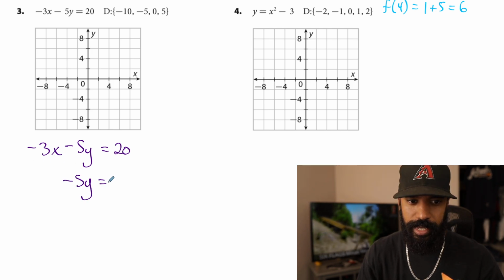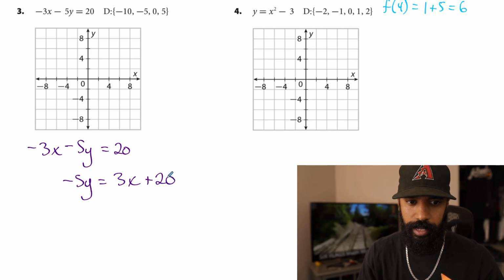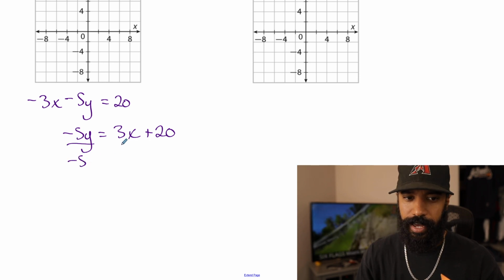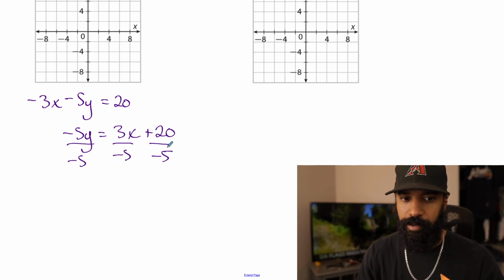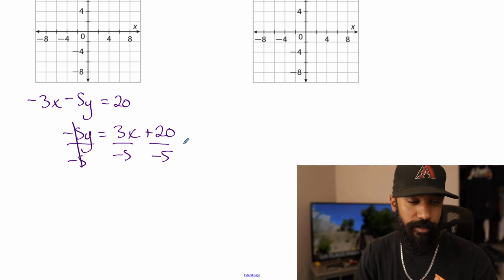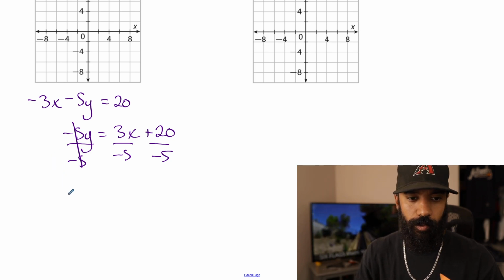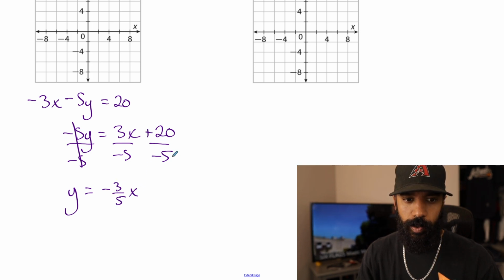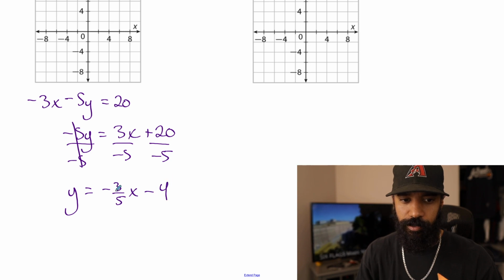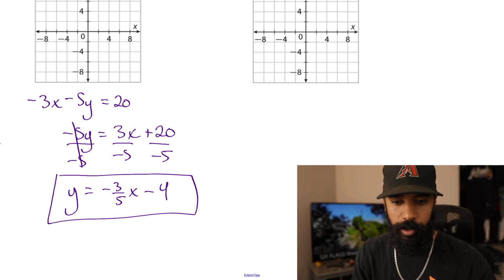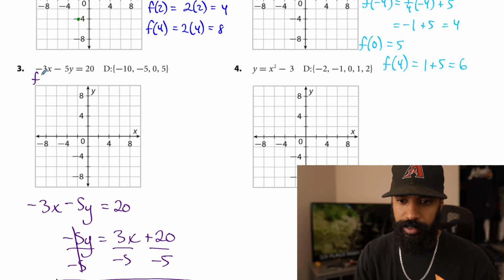I get -5y equals 3x plus 20. Now I'm going to divide by -5 on both sides here. So what's going to happen is divide by -5, divide by -5, and divide by -5. I'm going to do it for all three terms. You have to, but I'm not going to write it as all divided by -5. I'm just going to divide it straight up here. And we get y equals, my first term will be -3/5 x, and 20 divided by -5 is -4, like that. So I'm going to write that up here, f of x equals -3/5 x minus 4.